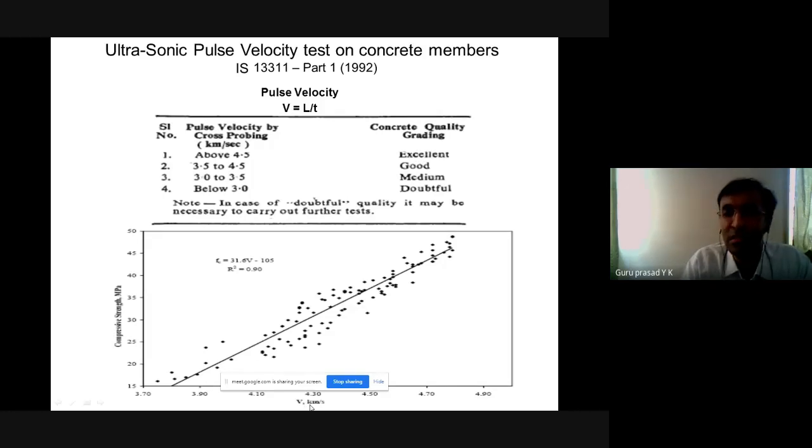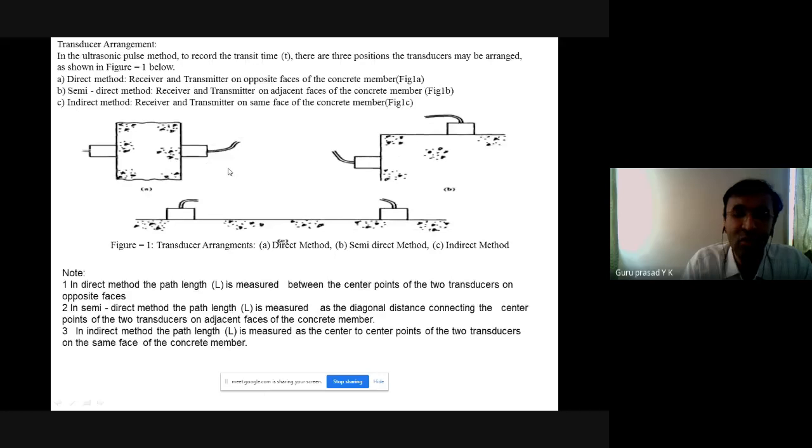What is a pulse velocity, which we have determined using this? We go by direct probing or semi-direct probing or by indirect probing. Let me tell you the first method, called direct probing. Direct probing is the best, I would say, if it is possible. But if you don't have access to the other faces of the structural member, you can't help it.